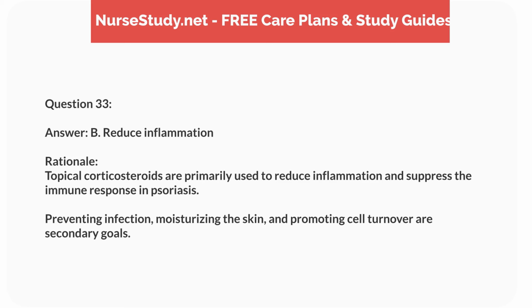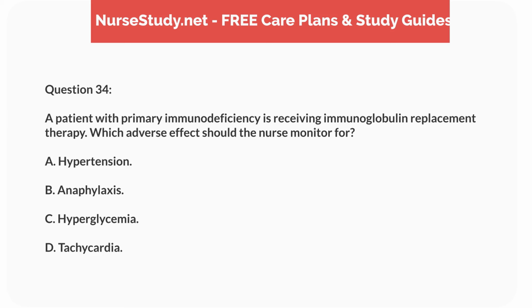Reduce inflammation. Rationale: topical corticosteroids are primarily used to reduce inflammation and suppress the immune response in psoriasis. Preventing infection, moisturizing the skin, and promoting cell turnover are secondary goals. Question 34. A patient with primary immunodeficiency is receiving immunoglobulin replacement therapy. Which adverse effect should the nurse monitor for?